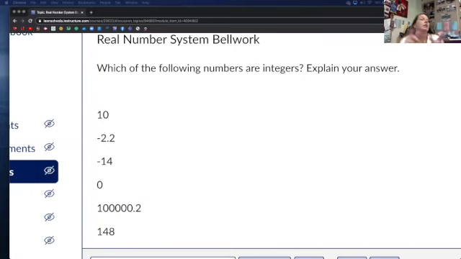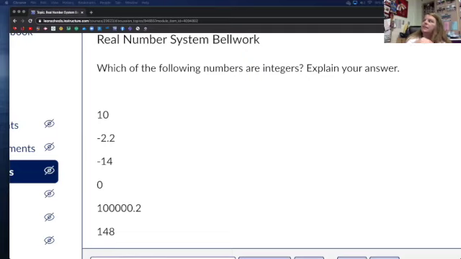So what does it include? It includes whole numbers, negative whole numbers, and then there's one other piece that's neither of those things. Zero, yeah. So integers include positive whole numbers, negative whole numbers, and zero.